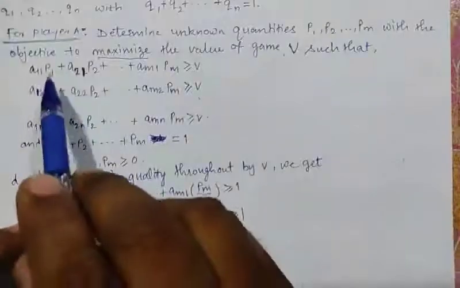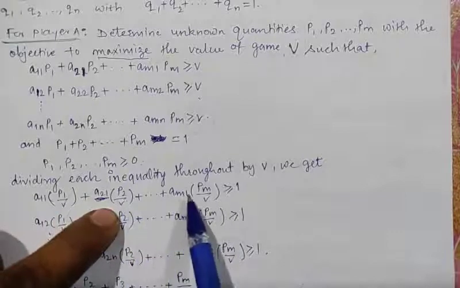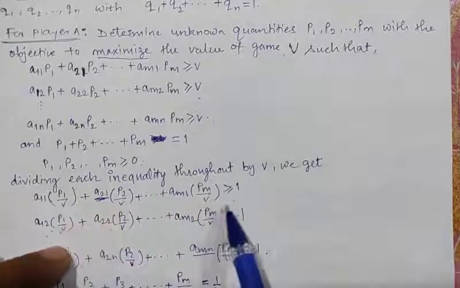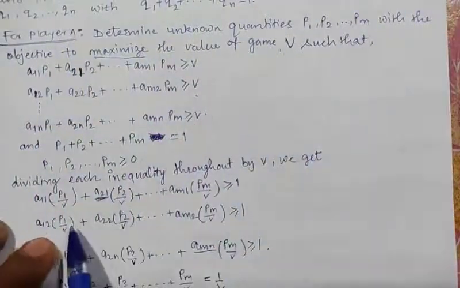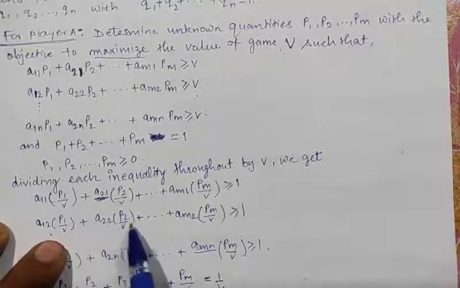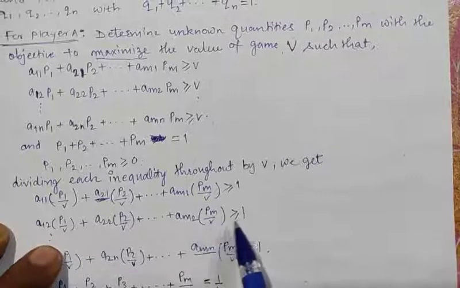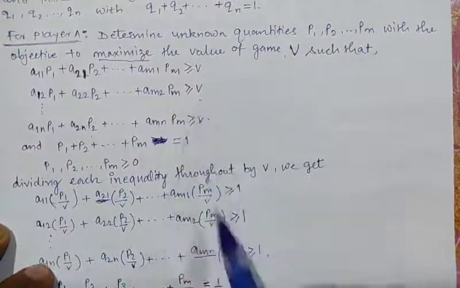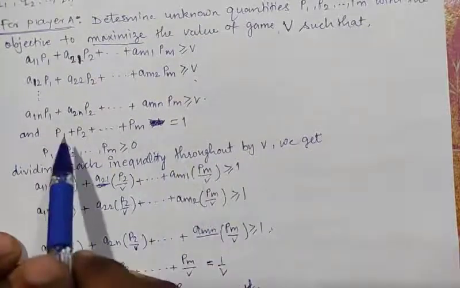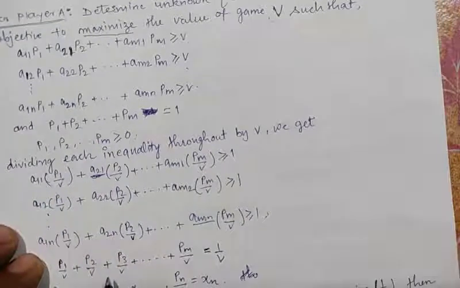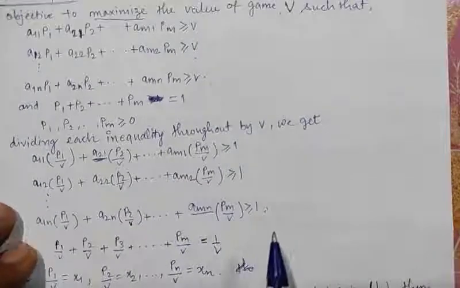Then we get A11 into P1 by V plus A21 into P2 by V plus up to and so on AM1 into PM by V greater than or equal to 1. And for the second, after dividing all inequalities we get A12 into P1 upon V plus A22 into P2 upon V plus up to and so on AM2 into PM upon V greater than or equal to 1, because after dividing by V we get 1, and similarly we get this last term. And for the last constant, dividing throughout by V, P1 by V plus P2 by V plus up to and so on PM by V is equal to, dividing by V, 1 upon V.